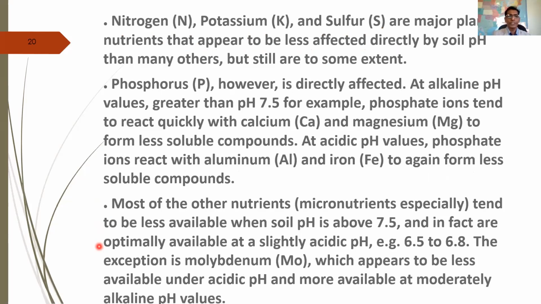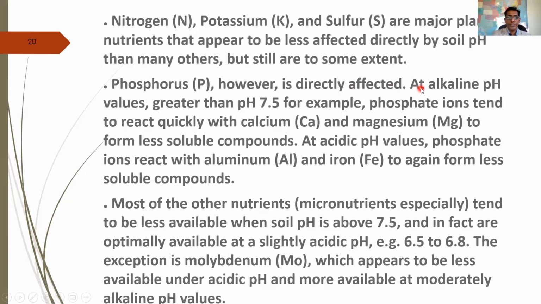Nitrogen, potassium, and sulfur are major plant nutrients that appear to be less directly affected by soil pH than many others, but still are to some extent. So they are affected very minutely by the pH. Phosphorus, P, on the other hand, is directly affected.